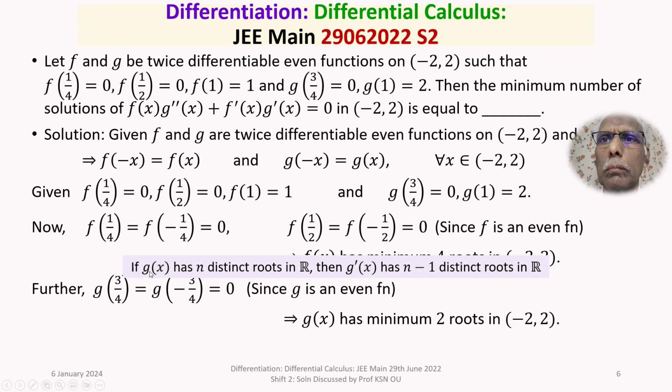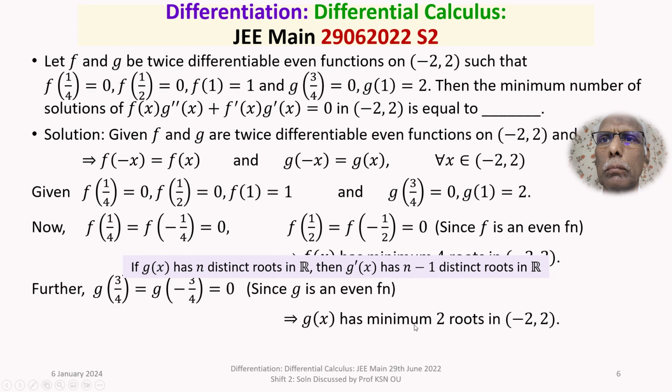The result says, suppose g is a real valued function defined on the set of real numbers. And if g of x has n distinct roots in R, that means it has n distinct real roots, then g prime x has n minus 1 distinct real roots in R. That means the number of roots will be reduced by 1 in the case of g prime x. So now we apply it here.